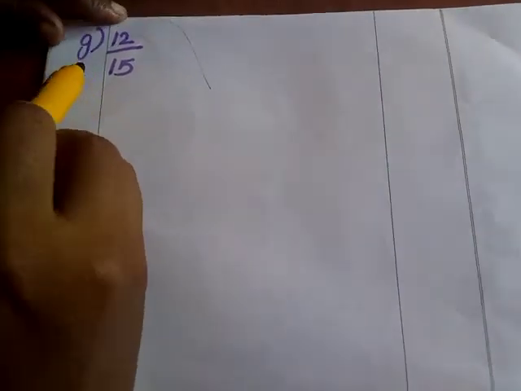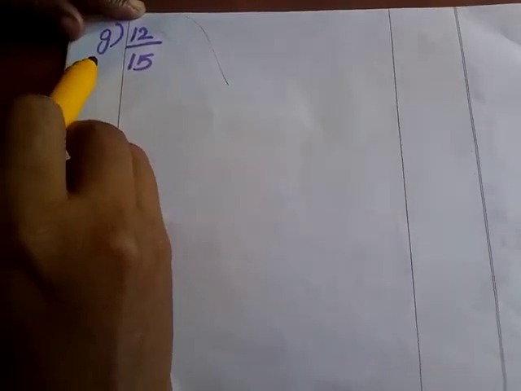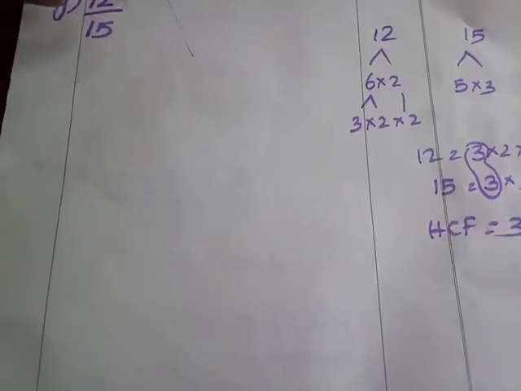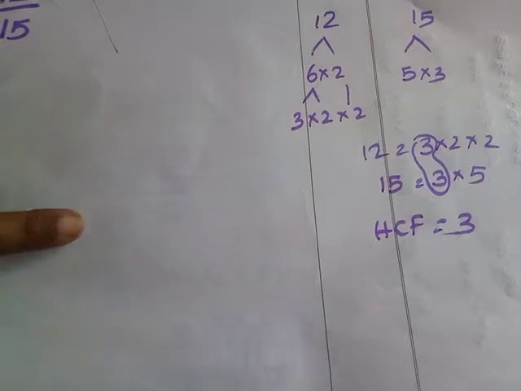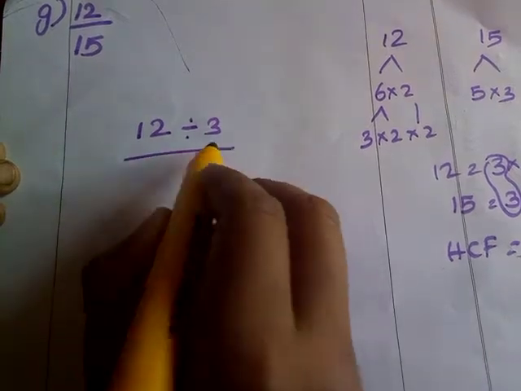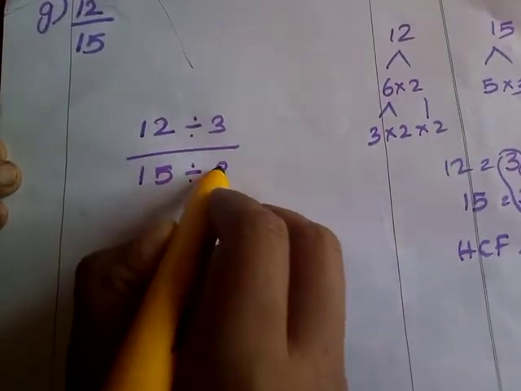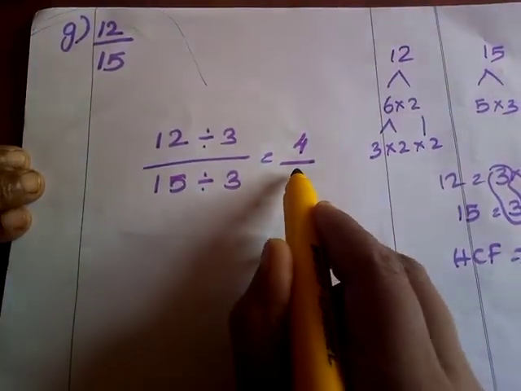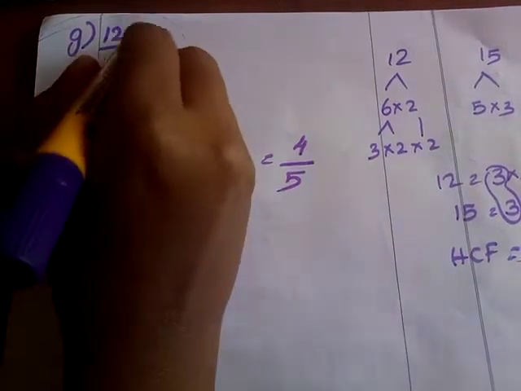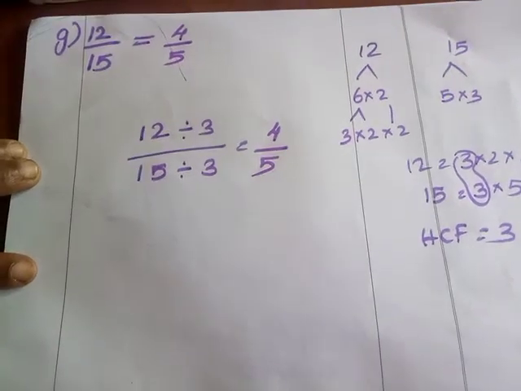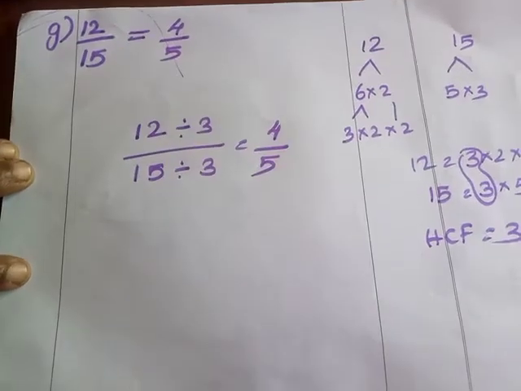Now look at the next. This is question G from the second one. Here we have 12 and 15. I have done prime factorization for 12 and 15 and found the HCF. As a next step, I have to divide 12 by 3 and 15 by 3. 12 divided by 3, what do you get? 4. And 15 divided by 3, what do you get? 5. So my lowest term of 12 by 15 is 4 by 5. This is how we convert fractions to their lowest term.